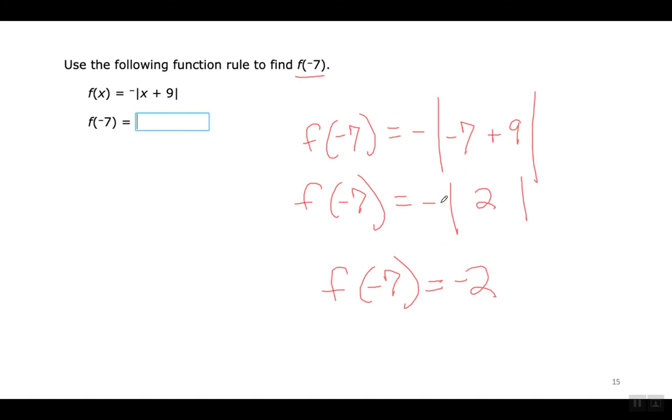Another way you could think about it, although this is making it more complicated, is you could imagine that this is a negative 1. So the absolute value of 2 is 2, and then you're multiplying it with this negative 1, and you get negative 2. That's making it more complicated, but just in case you don't get it, that's another way you can think about it, okay?